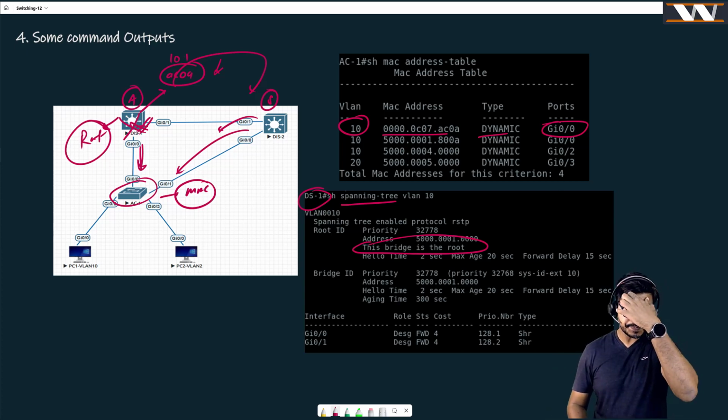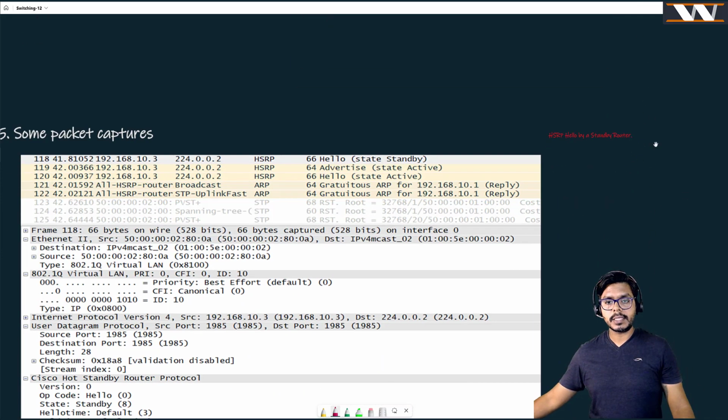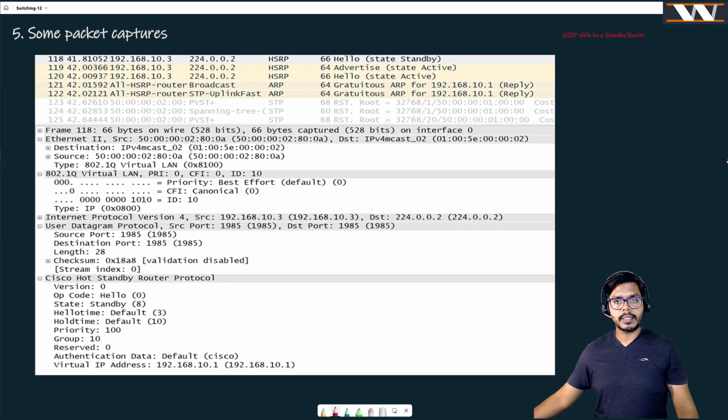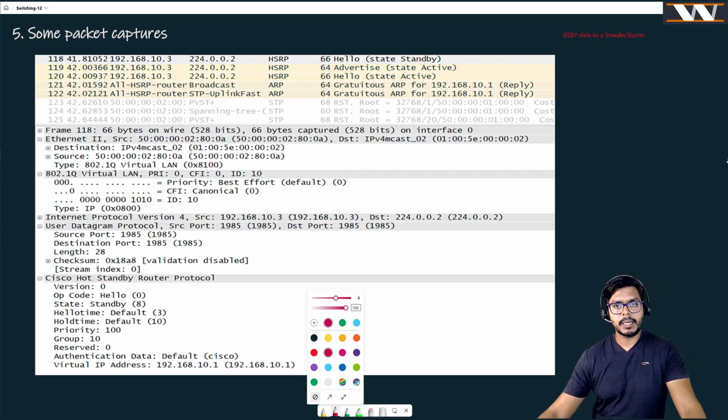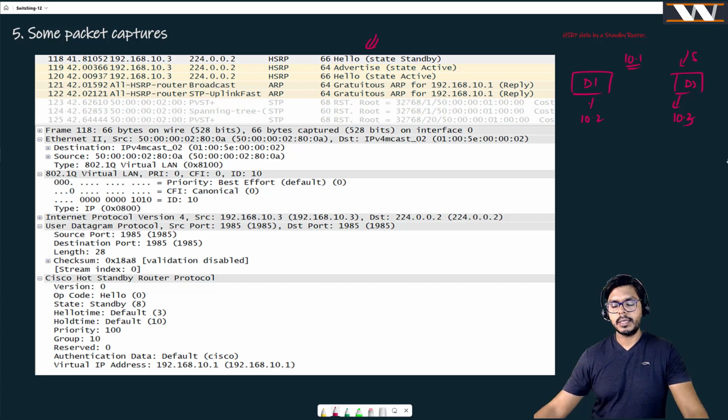Now, what I would like to tell you is something about the packet capture. If I see these HSRP hello messages, they are going to look like this, right? So I am capturing the message from a standby router, and in my case, there are only two switches, distribution switch 1 and distribution switch 2. Right now, distribution switch 2 is my standby router. Its IP address is 10.3. This guy's IP address is 10.2 and the virtual IP address is 10.1. This is the topology, right?